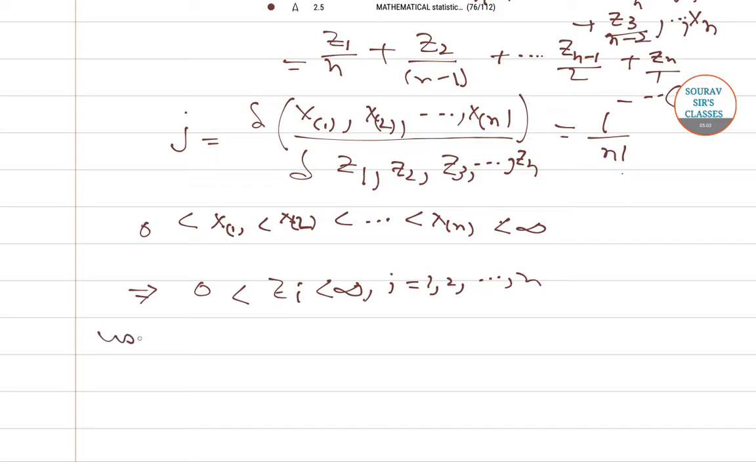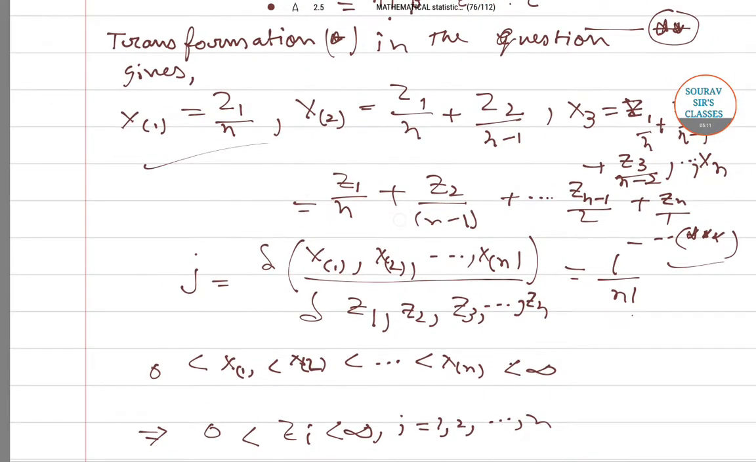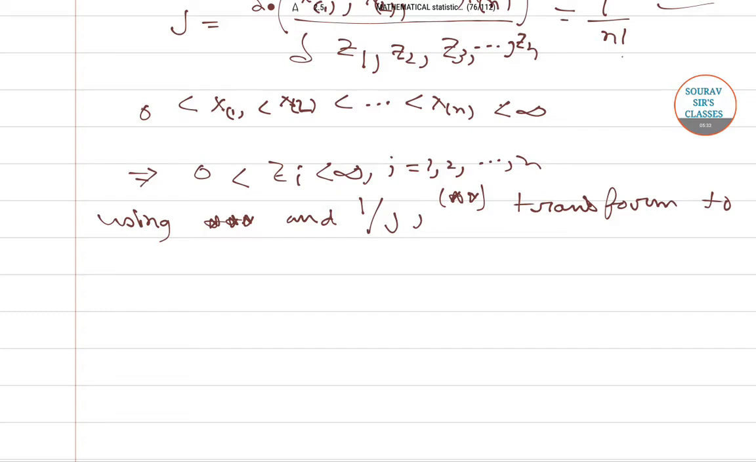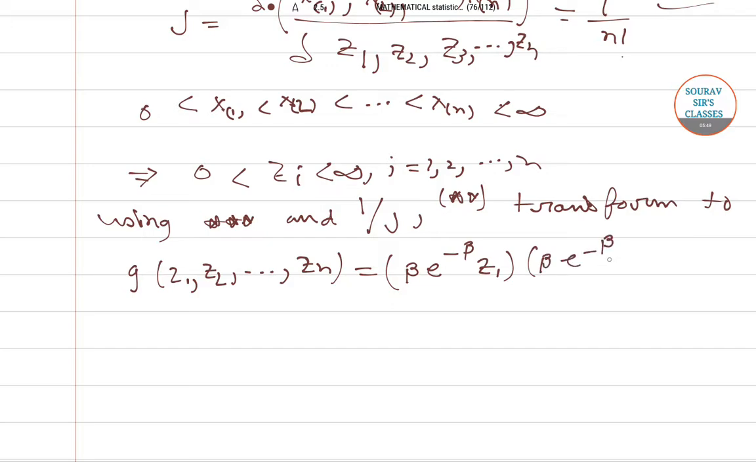Now we will use the equation triple star that we have written here, and 1 by J, and the double star equation transforms to g(z1, z2, ..., zn), which equals beta e to the power minus beta z1, beta e to the power minus beta z2, ..., beta e to the power minus beta zn, where zi belongs to 0 to infinity.